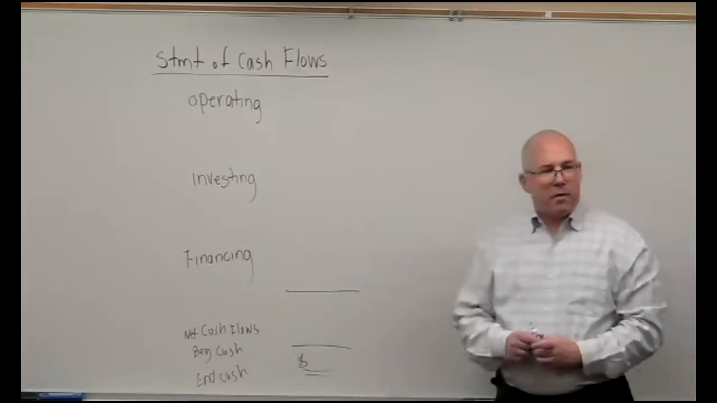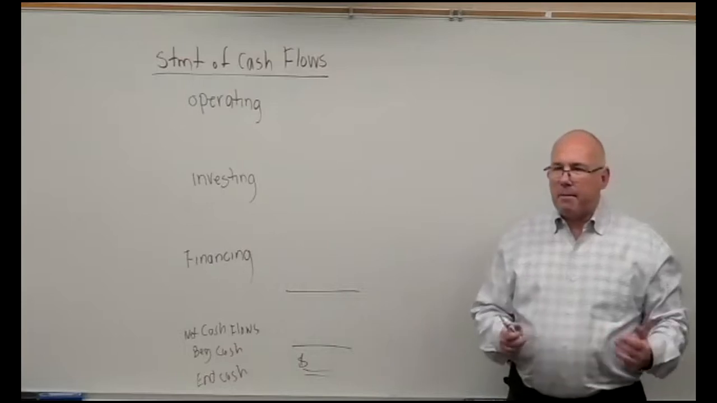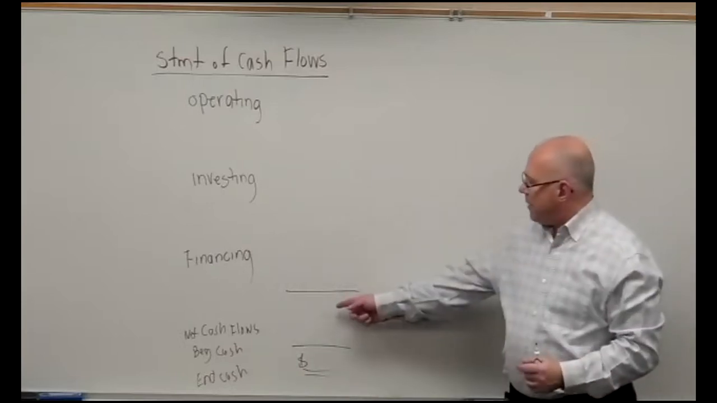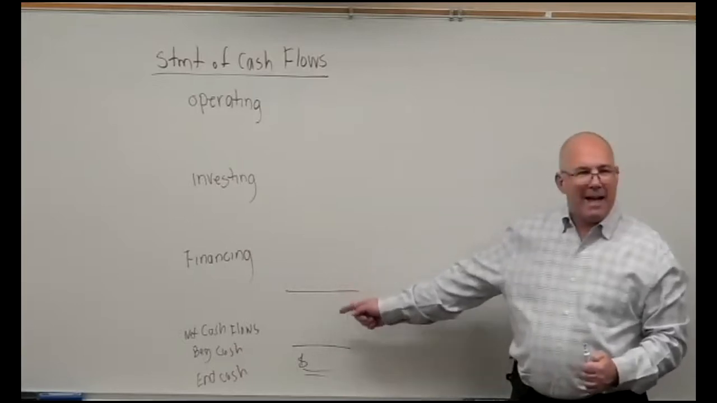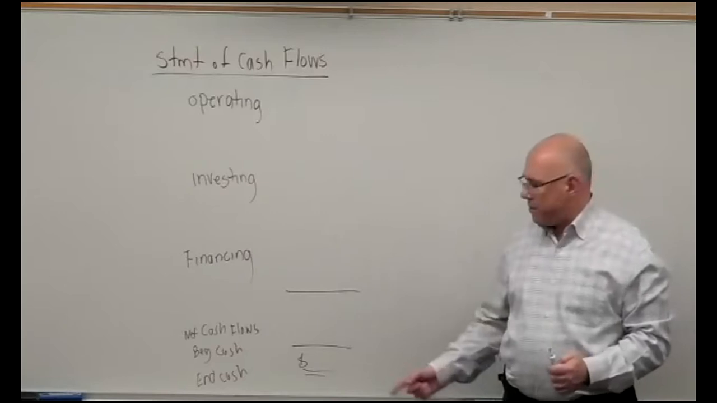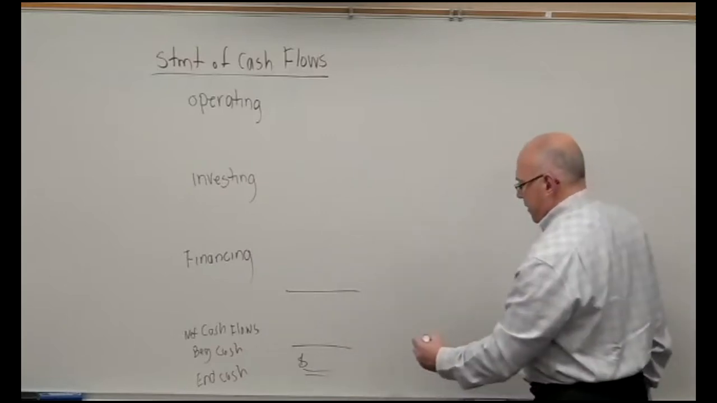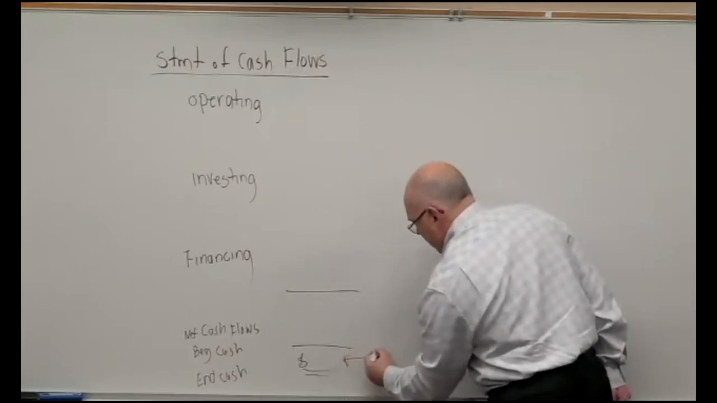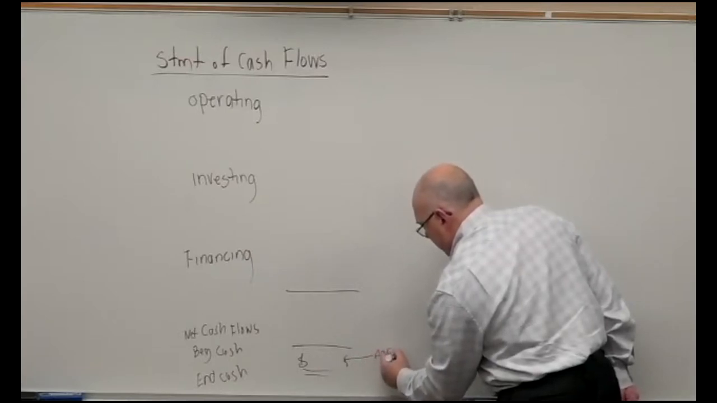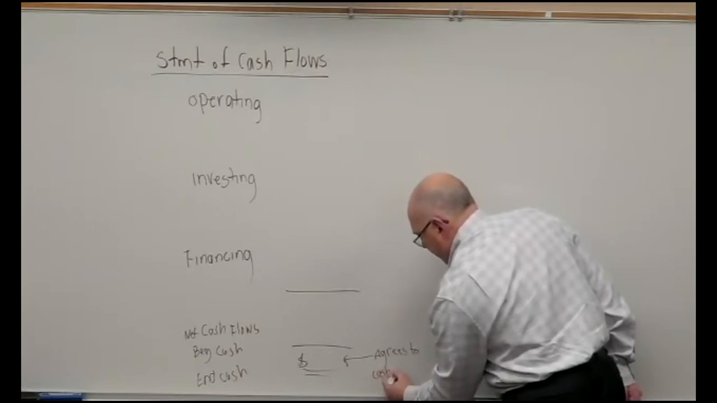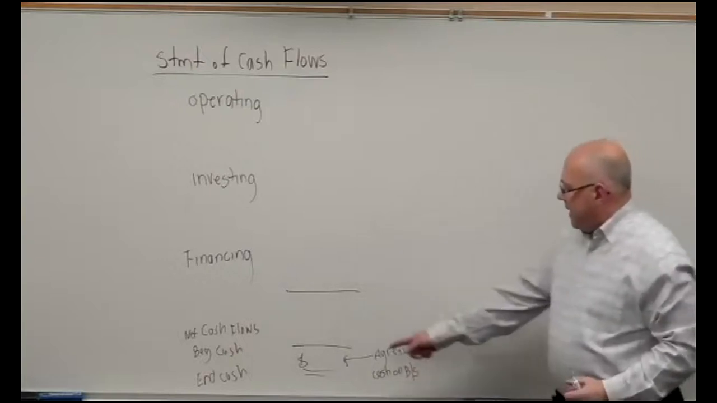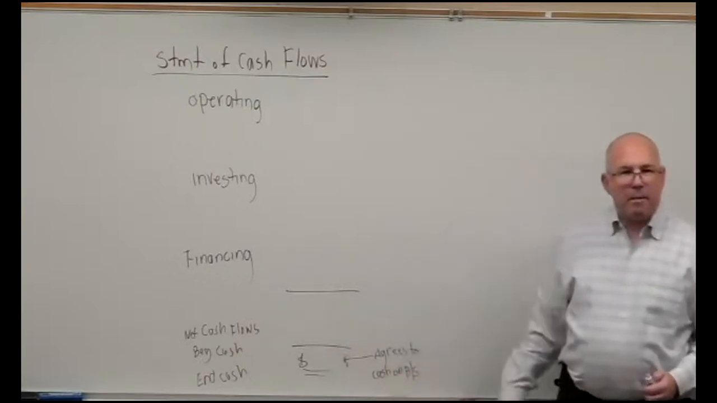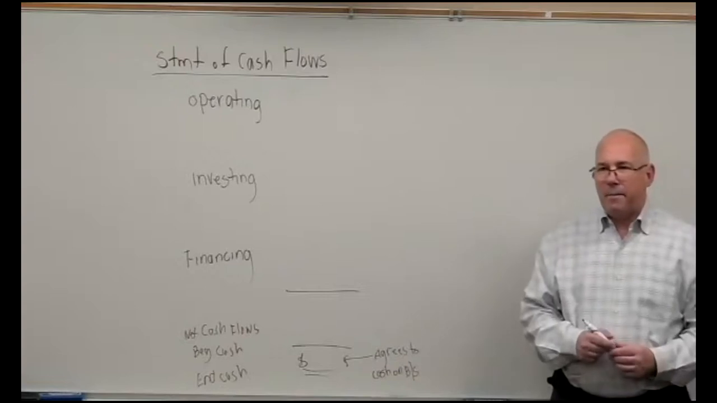The net cash flows from each of the three sections, and they can be positive or negative, total to the net cash flows. If we take the net cash flow and add it to the beginning cash balance, we get the ending cash balance. And the ending cash balance, that number has to be the number that shows as cash on the balance sheet.